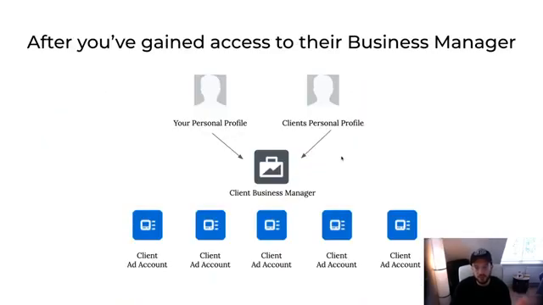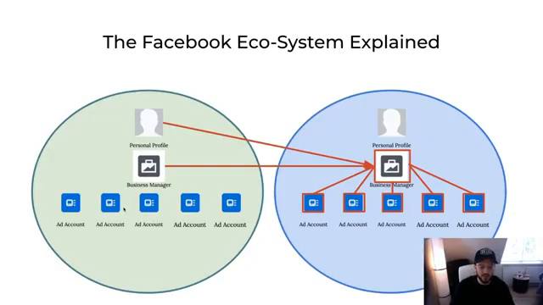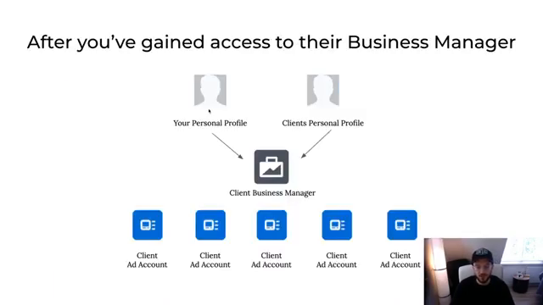Okay, so after you've gained access to the business manager, this is what it looks like. So obviously you've got your ecosystem here, but you basically hop over to their ecosystem. So you and the clients both have access to the client's business manager, and beneath the business manager, you've got the ad accounts, you've got the Facebook pixel, you've got the catalog, and so on and so forth. Okay, so this is what it looks like.